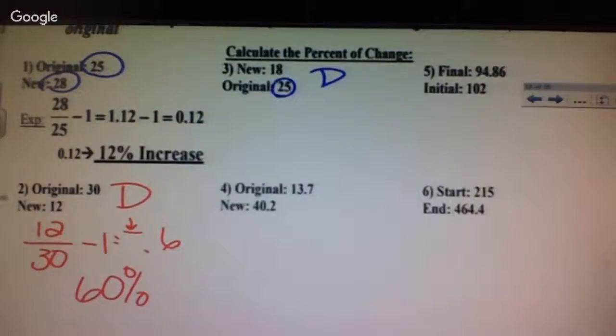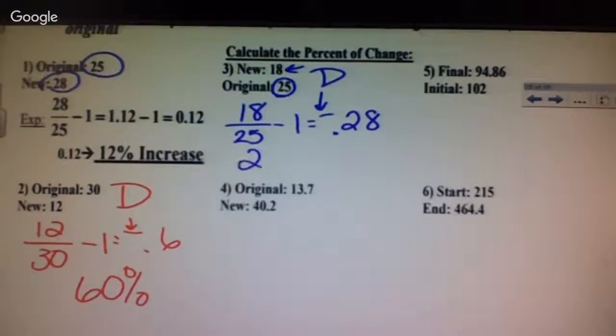My original price was more than my new price. So 18 over 25 minus 1. Negative 0.28. So again, the negative tells you it's a decrease, and you got 28% off.